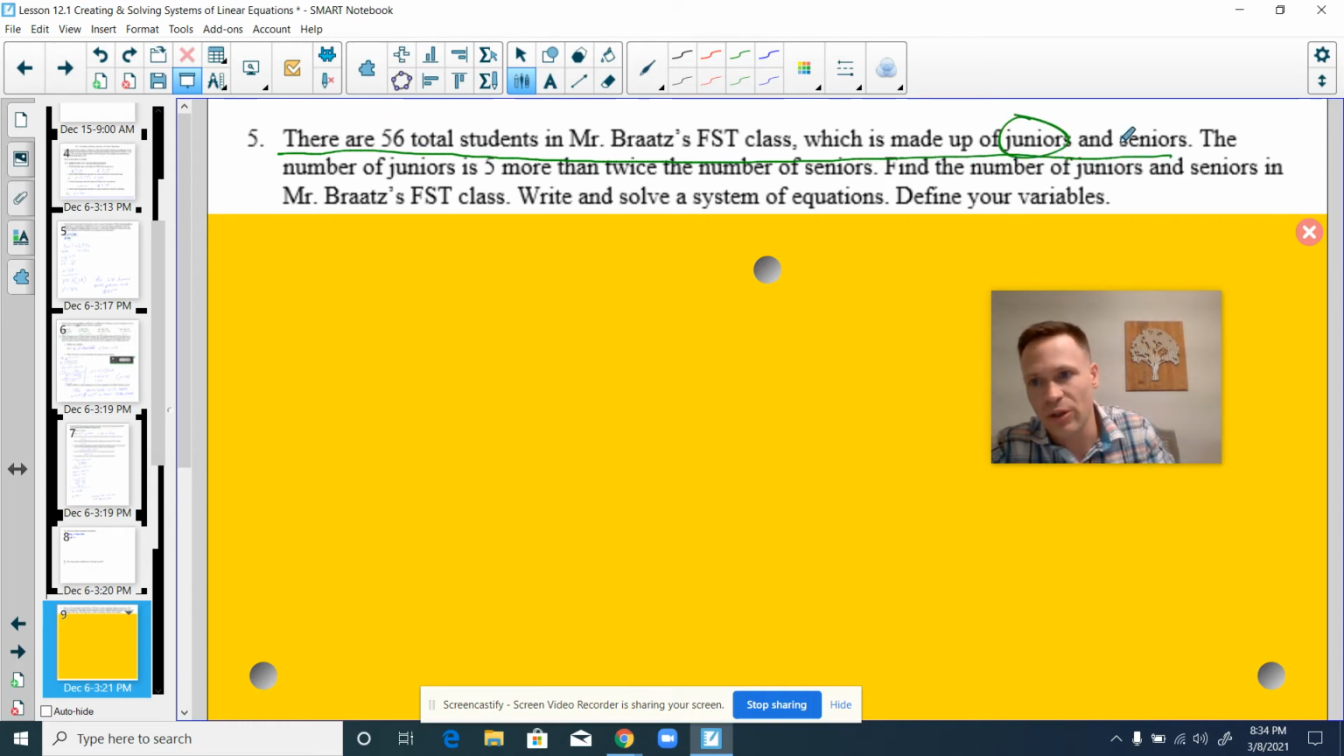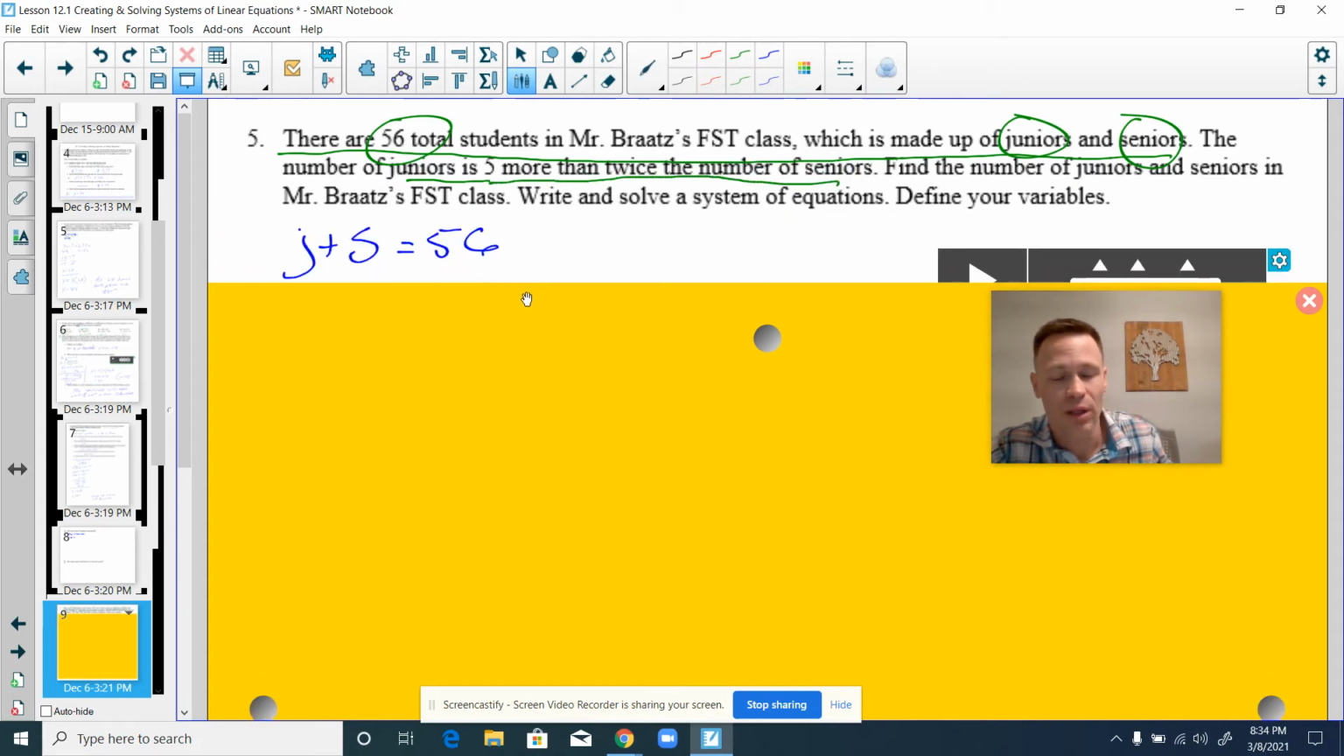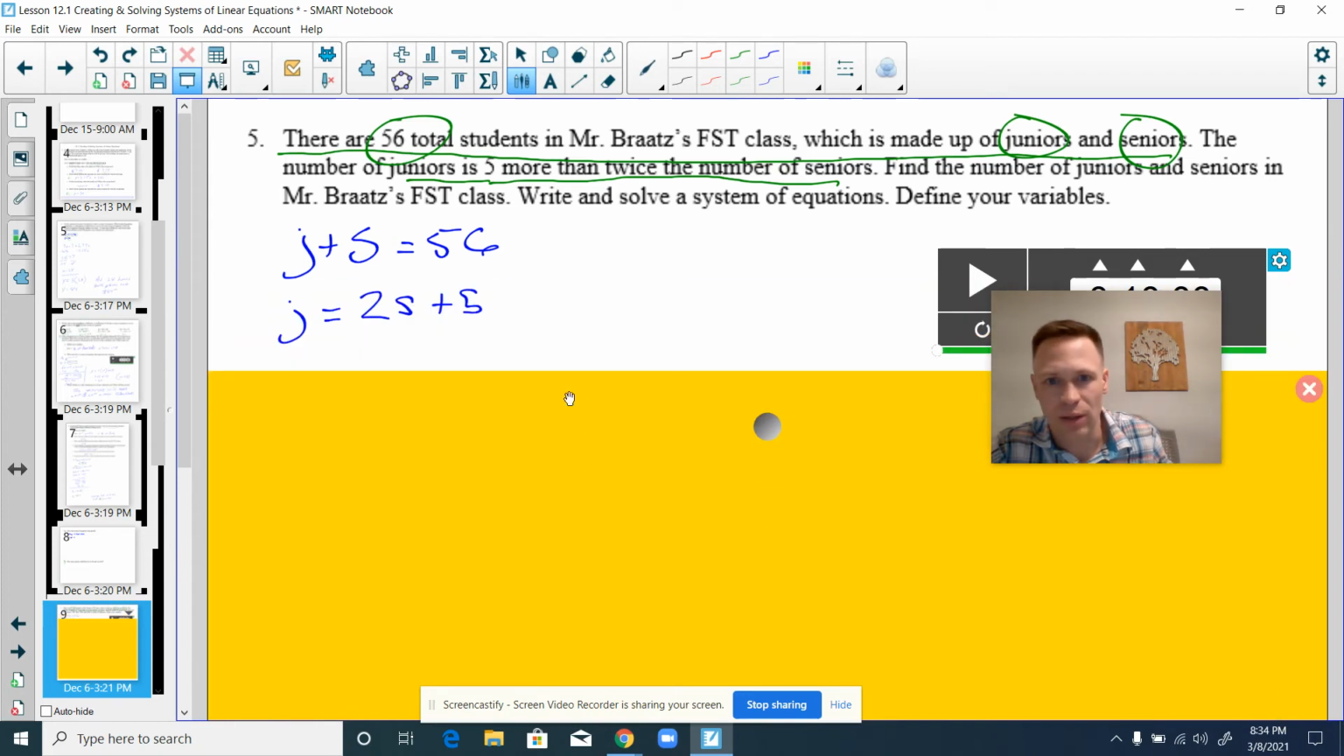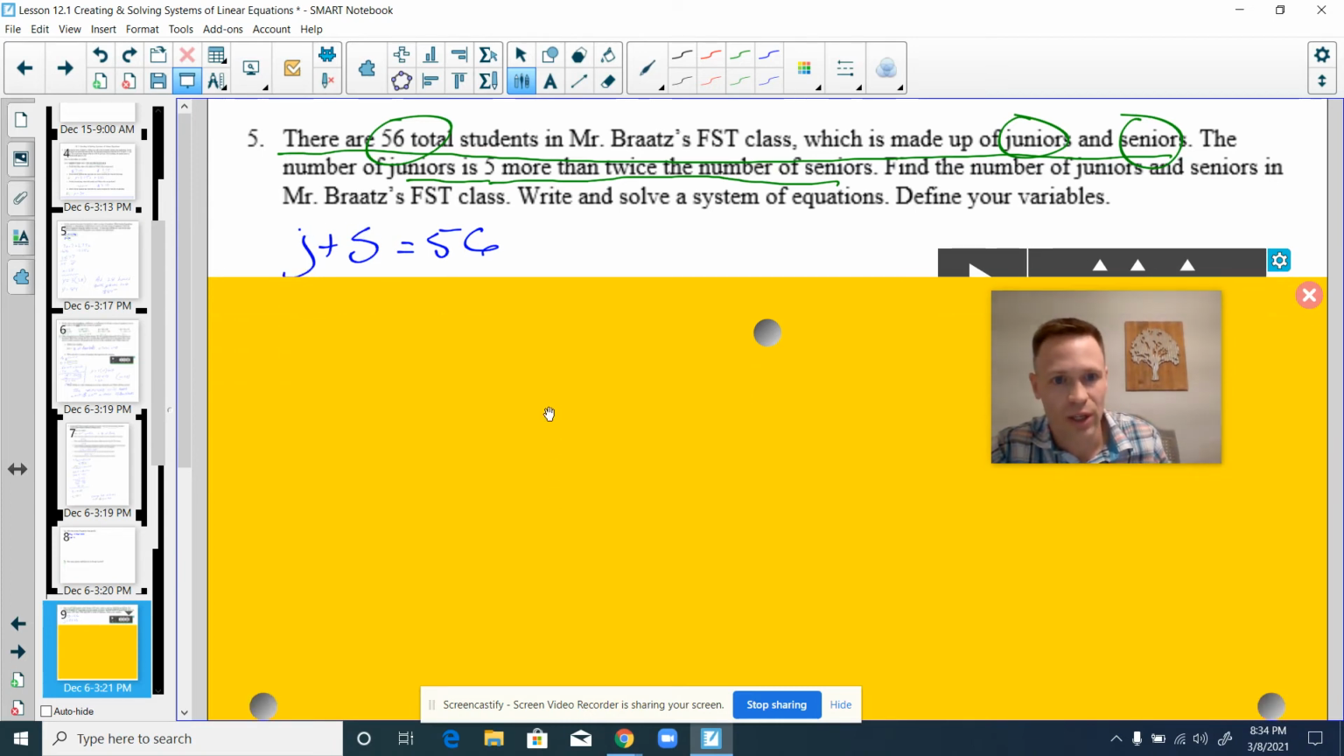We know that there's juniors and the seniors that make up 56 students. And then the other equation is going to come from this: juniors is 5 more than twice the number of seniors. So let's break it down here. It said define your variables. I think it's pretty clear that J is for juniors and S is for seniors. So that first sentence, J plus S equals 56, just comes from juniors and seniors make up 56 students in the class.